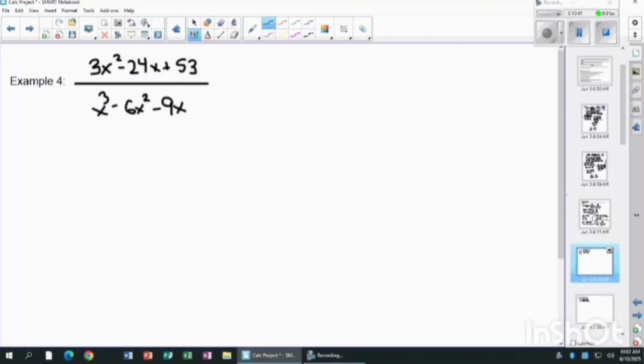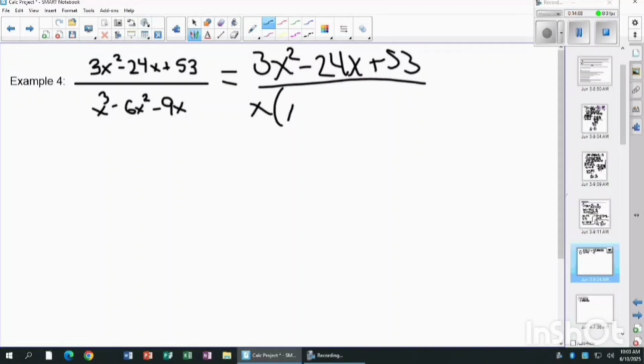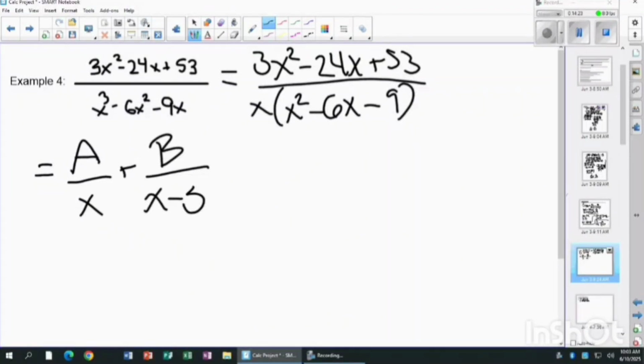Okay, our next problem: find the partial fractions of 3x squared minus 24x plus 53 over x cubed minus 6x squared minus 9x. Or instead, solve using the method of partial fractions. So here you would factor out an x in the denominator. So you have 3x squared minus 24x plus 53 over x times x squared minus 6x minus 9. Okay, so assigning the variables, it would be a over x plus b over x minus 3.